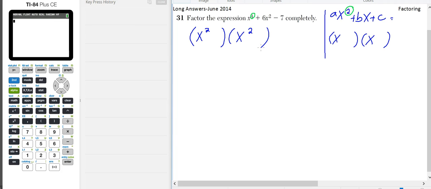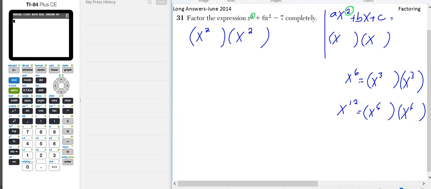Whenever you have a question that you need to factor, and the highest exponent is not an x squared, it's some other even number, like x to the fourth, x to the sixth, just divide it by 2. So let's say you would have x to the sixth, that would be x to the third plus or minus something, and x to the third plus or minus something. If your highest term would be x to the 12th, your factors would be x to the 6th plus or minus something, and x to the 6th plus or minus something. So for this question, we have x squared plus or minus something, and x squared plus or minus something.